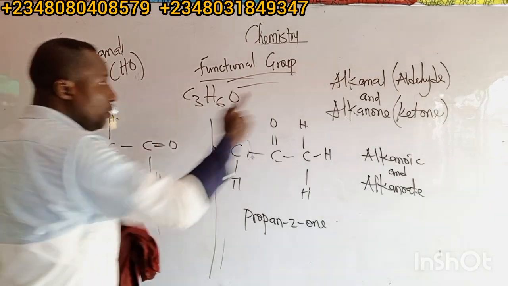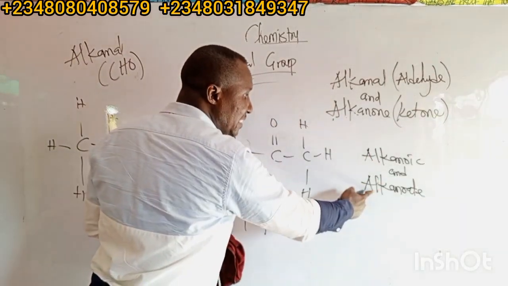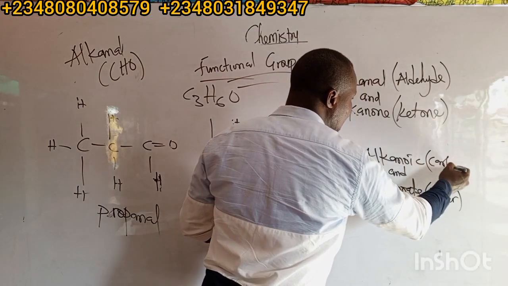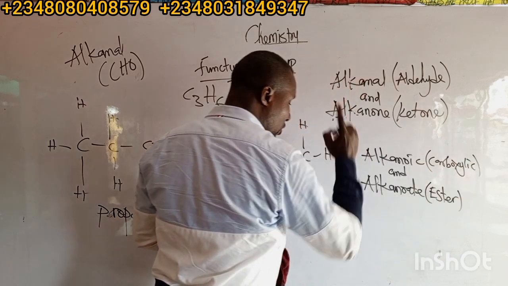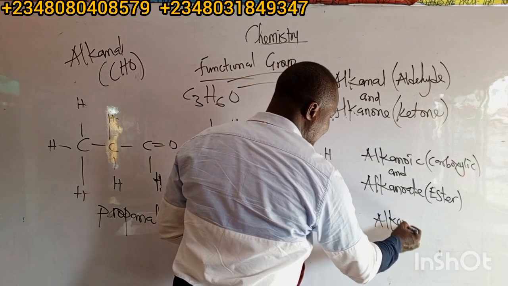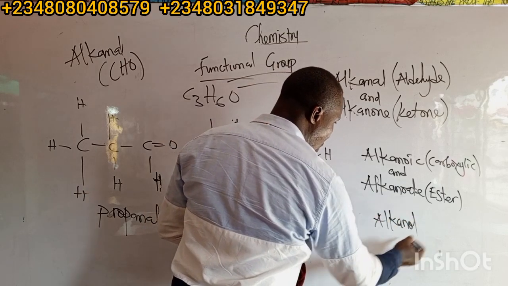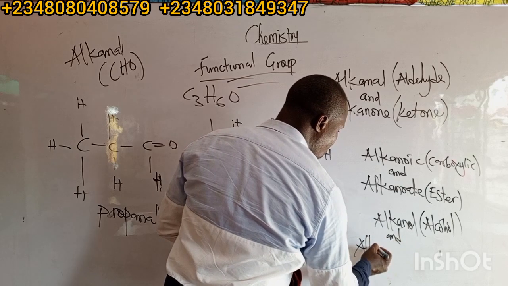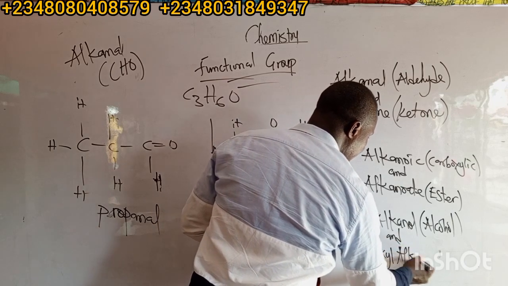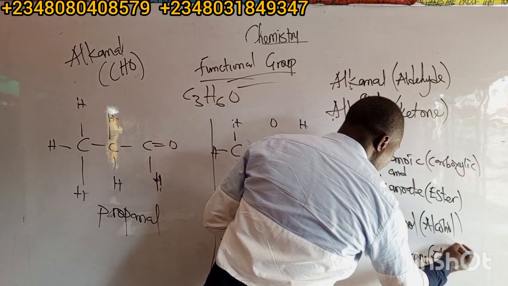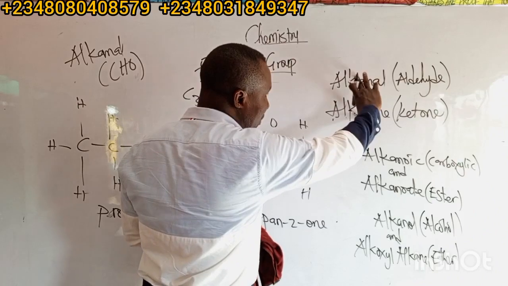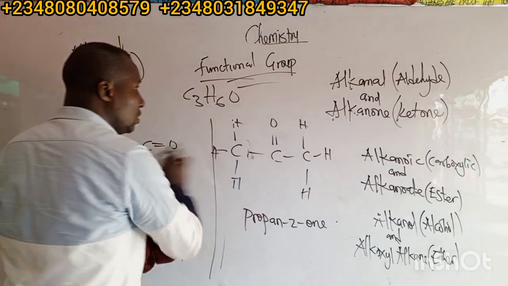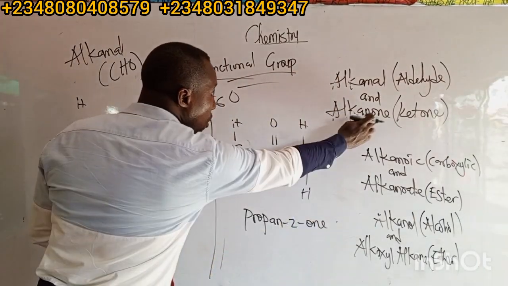The functional group isomerism occurs between alkanal and alkanone. Take note. Alkanoic acid and alkanoate, another name for alkanoate is ester. This one is carboxylic acid. It occurs between the first one I gave you, that is alkanol, and the other. That means what kind of isomerism will come between these two? Functional group isomerism. This one is propanal, and this is propanone. Take note.